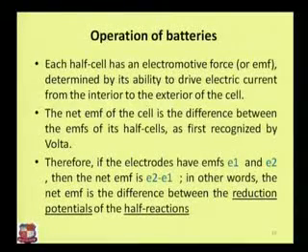Again, each half cell has an electromotive force, that is, you can denote it by EMF, determined by its ability to drive electric current from the interior to the exterior of the cell. And then the net EMF of the cell is the difference between the EMFs of these two half cells, and it was first recognized by a scientist whose name is Volta. Therefore, for example, if the two half cells have EMFs of E1 and E2, then the net EMF will be E2 minus E1, or in other words, the net EMF will be the difference between the reduction potentials of the half reactions.